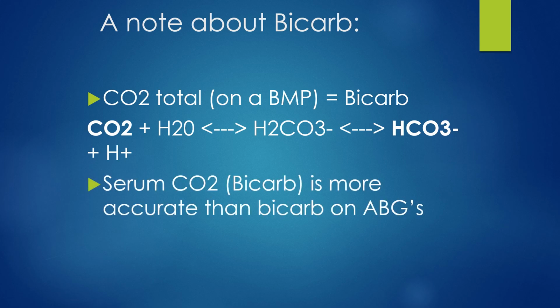The serum bicarb is actually more accurate on a basic metabolic panel than the bicarb you actually get on a blood gas. So remember this, if you want to see the most accurate bicarb possible, you look at the venous sample just under the electrolytes to get the most accurate bicarbonate level. Why is this important? Well, this is basically what's going to help determine the patient's acid-base balance.